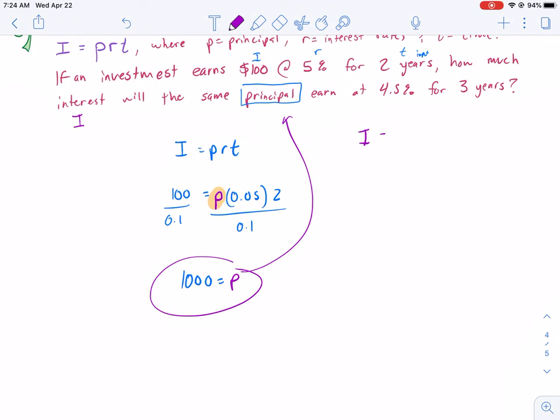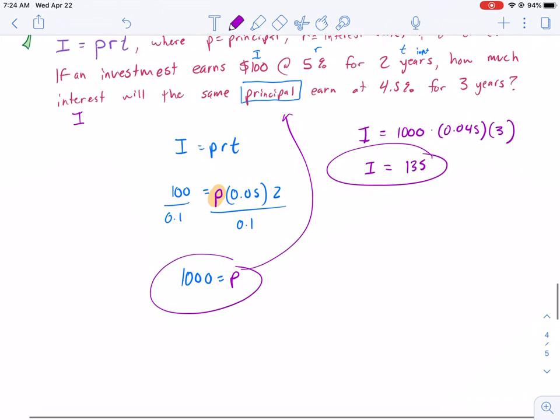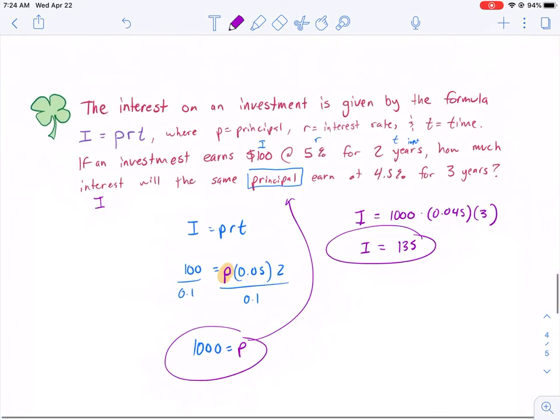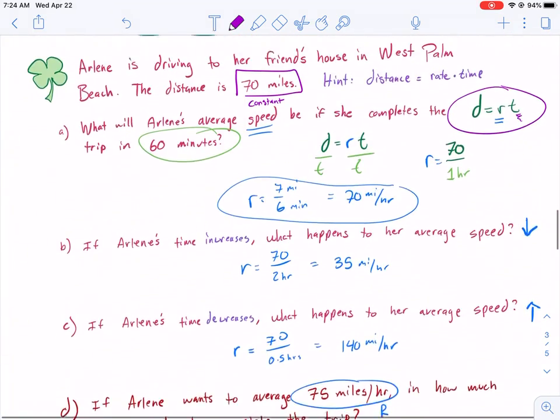So now I have I equals my principal 1,000 times 0.045 times 3. Multiply all this together, 1,000 times 0.045 times 3, and I get $135. So with a little bit less of an interest rate, but a little bit more time, you get a little bit more money on your interest. So instead of $100, you got $135. Hope this helps you understand what inverse variation and joint variation are, and I'll see you next time.